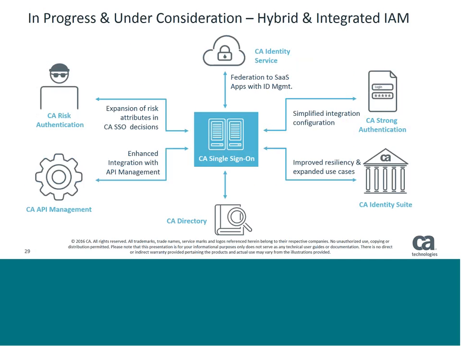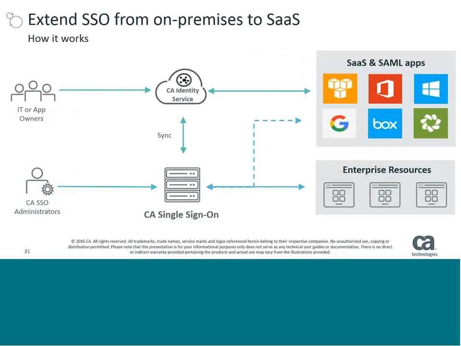So this is our broader ecosystem, and CA SSO supports integration with various other products like CA Risk Authentication, CA API Management, CA Identity Service, and CA Identity Suite. CA Identity Services are a turnkey identity-as-a-service offering for full identity lifecycle management, user provisioning, and account reconciliation.